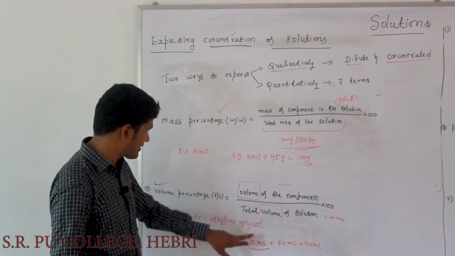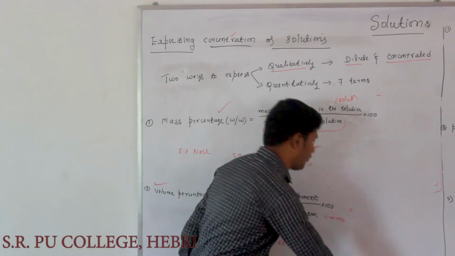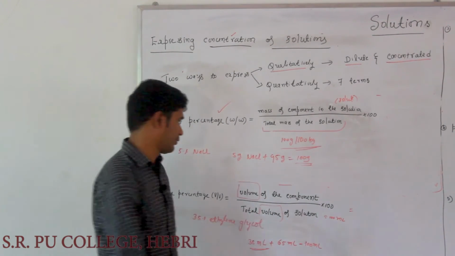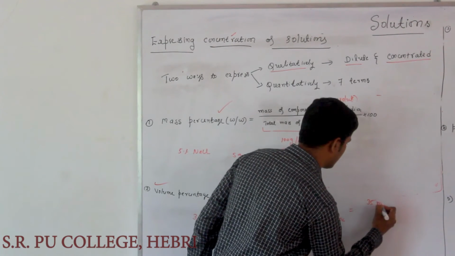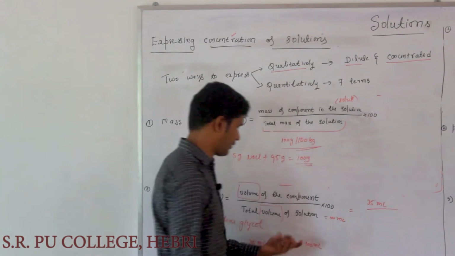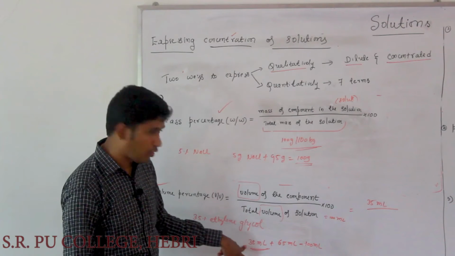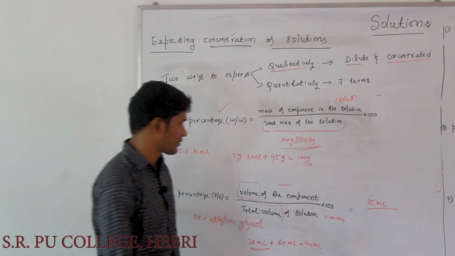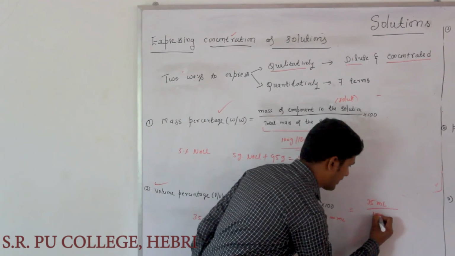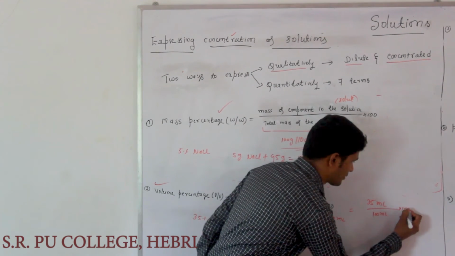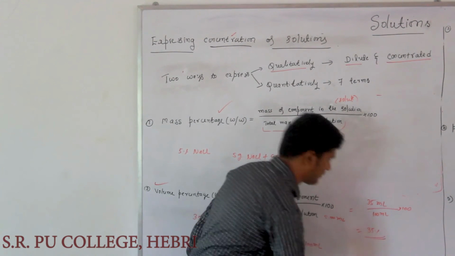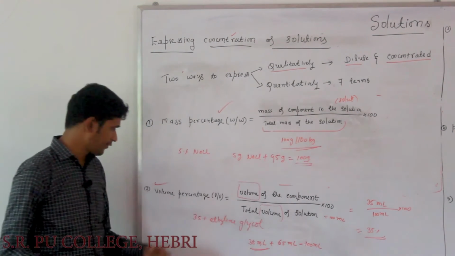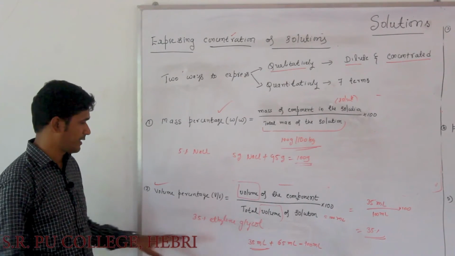Now you substitute these things in this equation. Volume by volume percentage is equal to volume of the component, that is ethylene glycol, 35 milliliter, over total volume of the solution, which is volume of the solvent plus volume of the solute, that is 100 ml only, into 100. So what's the volume percentage? That is 35%. This is how we are preparing volume by volume percentage solutions.